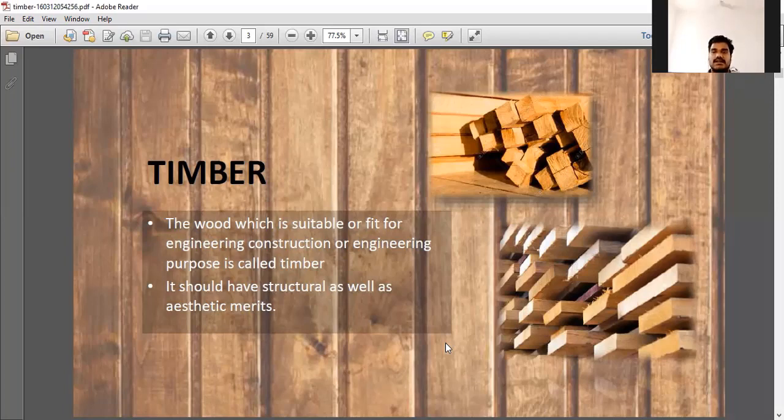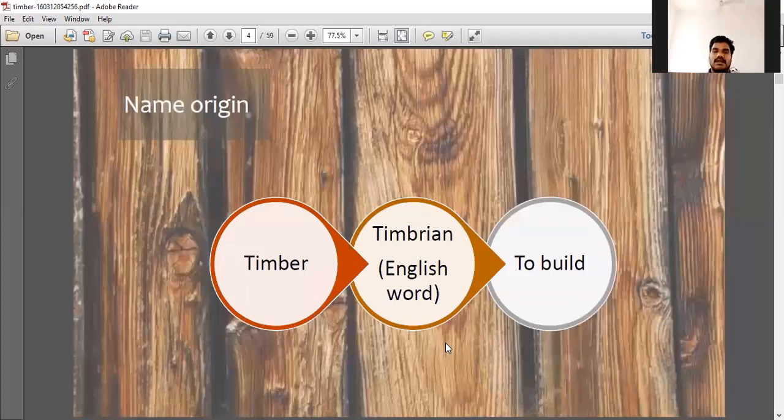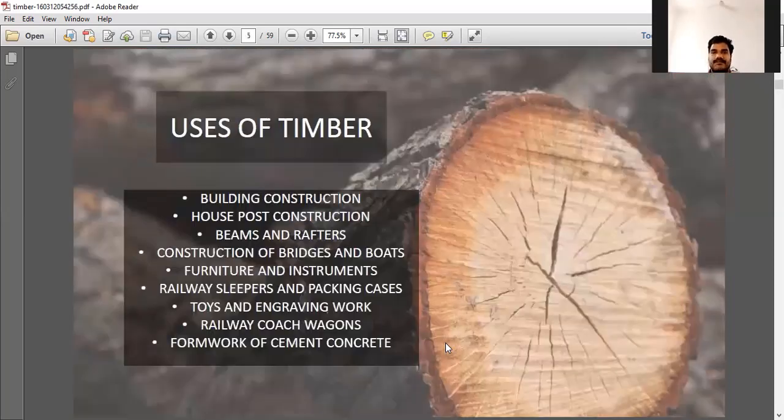Okay, there is nothing too complicated to understand. It should have structural as well as aesthetic merits. Okay, means it should have enough strength and all other required properties, and it should be aesthetic enough, means it should look beautiful. Okay, and the timber, the English word is timberin, means to build. Why do we want timber from the trees? To build, to construct. Okay.